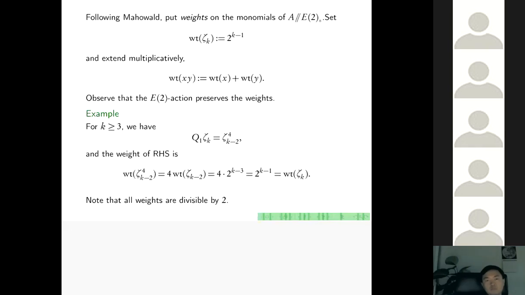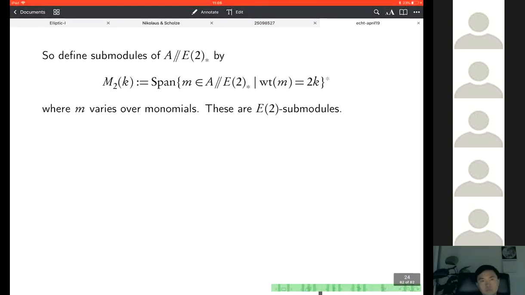So here's an example to indicate this. If you look at Q1 of zeta k, that's zeta k minus 2 to the 4. Now the right-hand side, what is the weight of the right-hand side? Well, the weight of zeta k minus 2 to the 4 is 4 times the weight of zeta k minus 2. That's 4 times 2 to the k minus 3, by our definitions of weight, and that's 2 to the k minus 1, because 4 is 2 squared. And that's exactly the weight of zeta k, okay? So this example illustrates this general phenomenon that the action of E2 is actually preserving the weight.